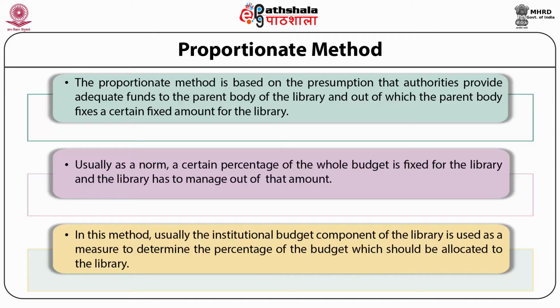For this, in India, various standards have been recommended. The University Grants Commission has recommended that 6.5% of a university's budget be considered as a reasonable amount to be spent on its library.